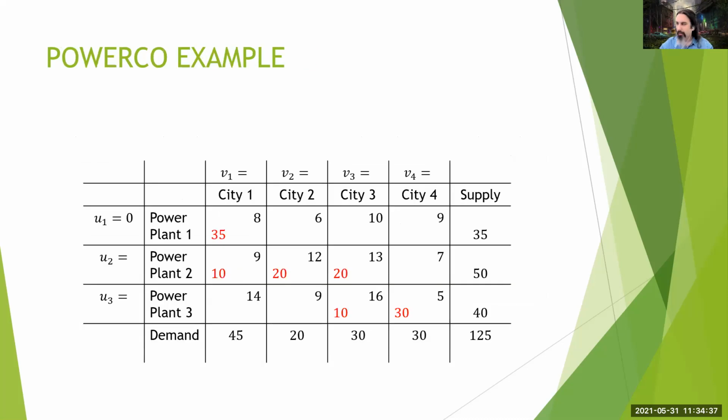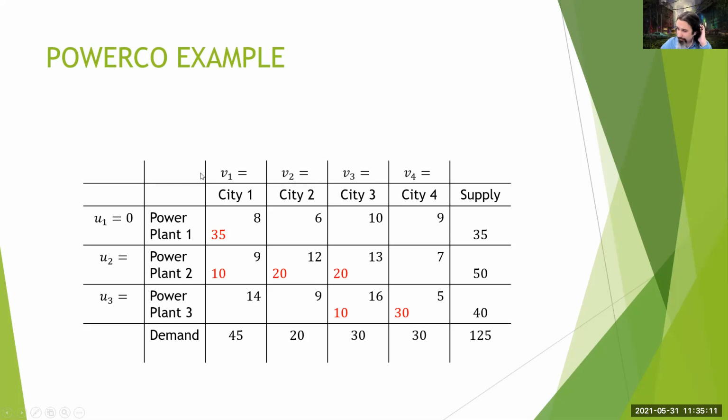So, for example, here is a solution, a basic feasible solution for the power plant question. Now, as you can see, our total supply is 35 for the first power plant, 50 for the second, and 40 for the third one. And the demands are 45, 20, 30, and 30 for cities 1 through 4. Now, this is just a basic solution. This is not the optimal solution yet. We have to make iterations to make it become an optimal one. First thing we have to do is find the values for u and v.